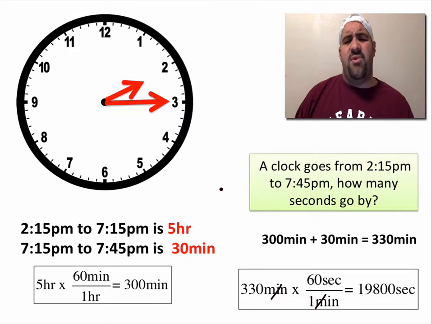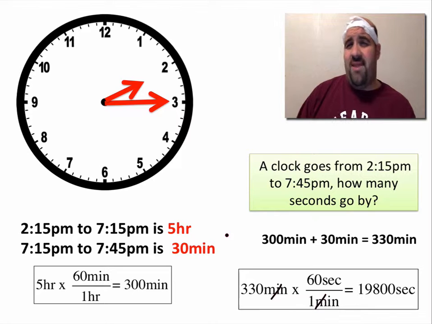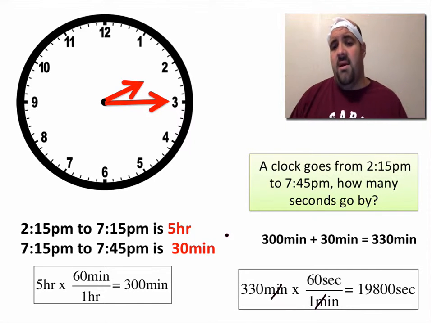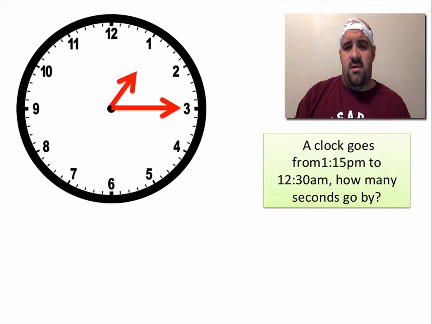The first step for you is going to be to figure out, if a clock's going from 2:15 to 7:45, how many hours and minutes went by. Convert the hours into minutes, and the minutes into seconds. Sometimes if I have you go from PM to AM, it could be a little bit of a pain. But I think you are capable of doing it.